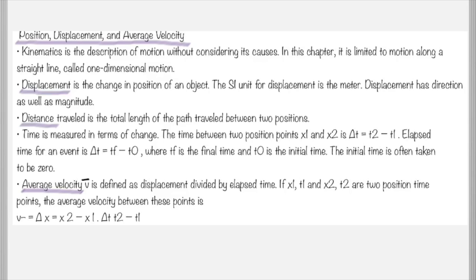Now, last class, we got the difference between distance and displacement. Who remembers? One of them is a scalar. Which one? Distance. And displacement is a vector. So if an object starts from a point and finishes at the same point, what is the displacement?